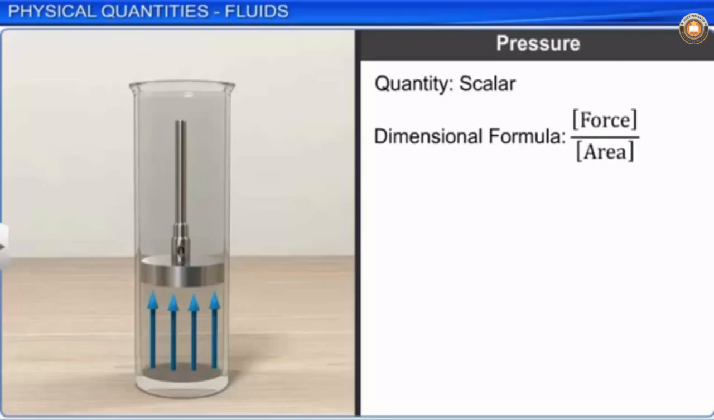Similarly, the SI unit of pressure is the ratio of the SI units of force to that of area, which is Newton per meter square, also referred to as Pascal or Pa. Pressure is commonly expressed in atmosphere, symbolically written as atm.